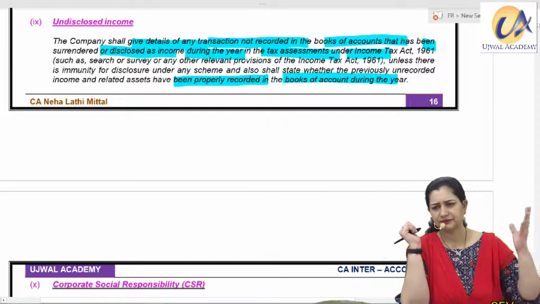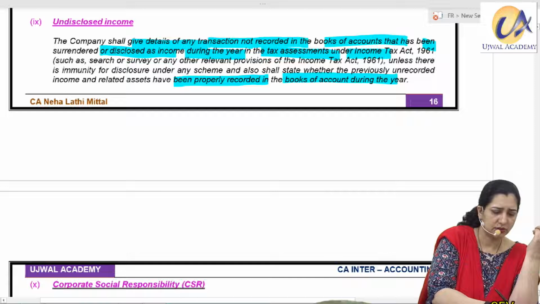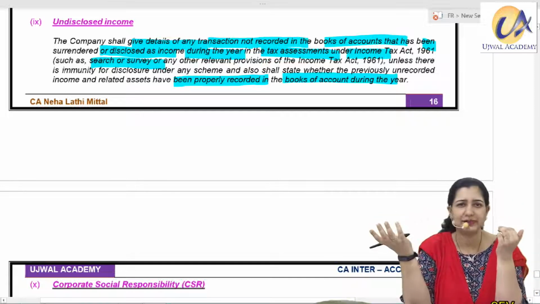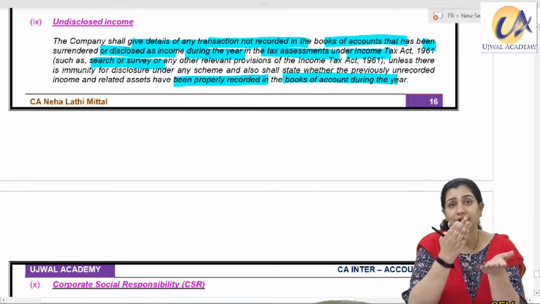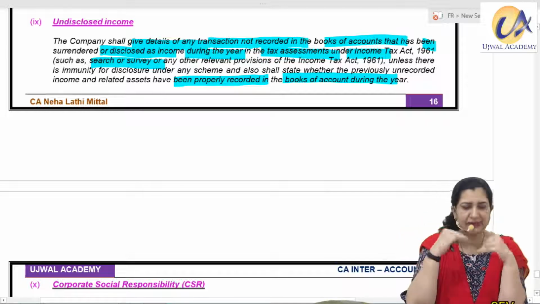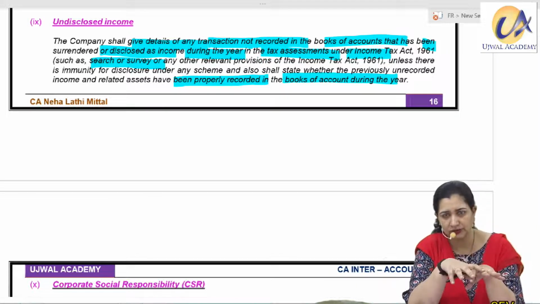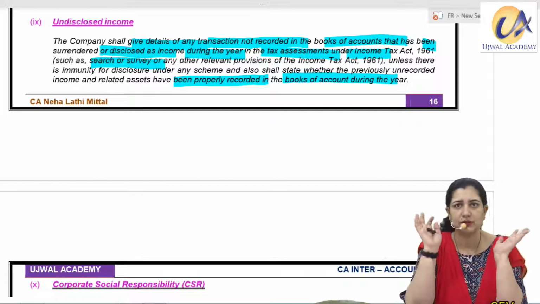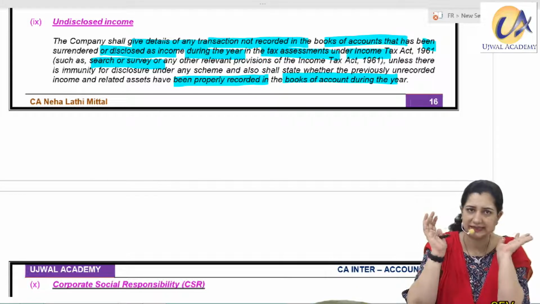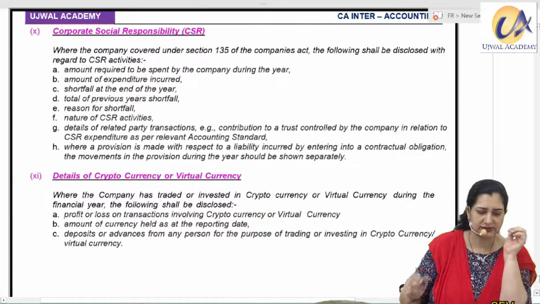Okay. So it could be of your previous years, of course, due to search or any survey, anything which the income tax department has done, and they have found out that company has not disclosed some income. Then now what has been done about it? Has it been properly brought in the books or no? Has it been brought in the books? We have to give that in the notes. Undisclosed income details. Okay. Next, we have got CSR related points.